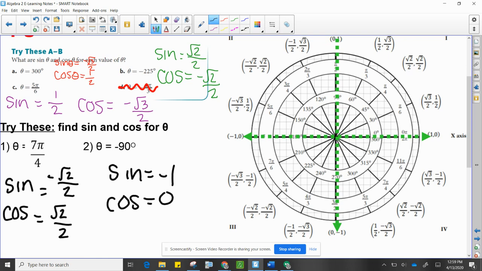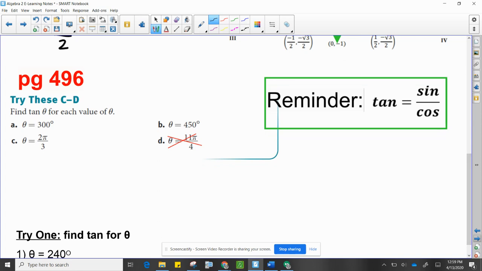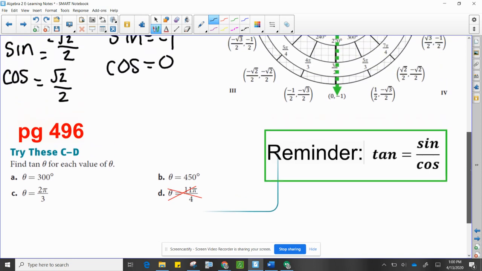All right. Last thing we're going to do is finding tangent. So for tangent, we are going to have to do a little bit of extra work because tangent we have to find by using the trig function that tangent is sine divided by cosine. So we're going to be using our unit circle, okay, and then using the fraction to find the actual tangent.